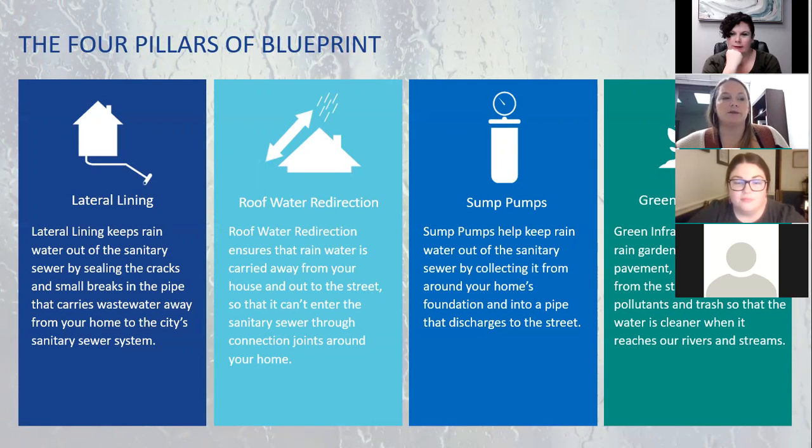So we will investigate all the laterals. We'll send a camera up them and see their condition, try to clean them, and then if possible, line those laterals, sealing up the system and keeping that water out. Roof water redirection helps us move the water away from your house and around your foundation out to the street by looking at all the downspouts in the area, and where possible, routing those downspouts away from the house at least 7 feet to get the water to move away and out towards the street.